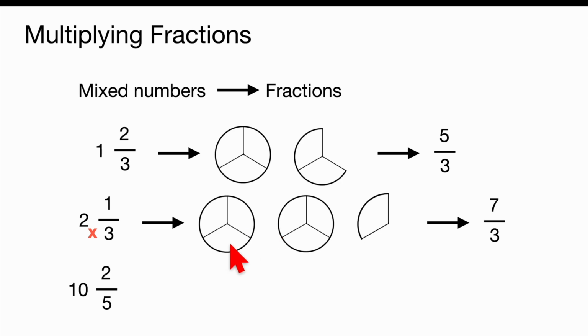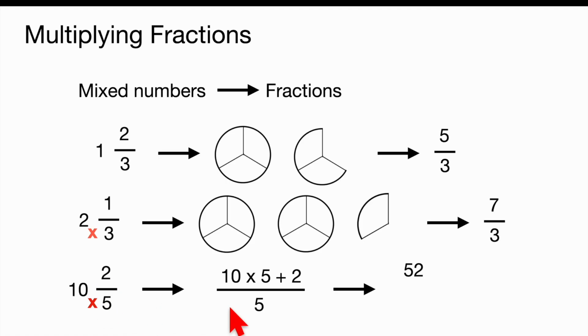So does that work on something horrible like this? 10 2/5. Well, we know we're going to have fifths, but let's multiply 10 times 5 because each of these single units, if you like, gives us 5/5. So we're going to have 10 times 5/5, plus we've got 2 up here, plus 2, and that gives us 52/5. You'll never see anything that difficult, but it's nice to know that you can handle it if you ever see it.